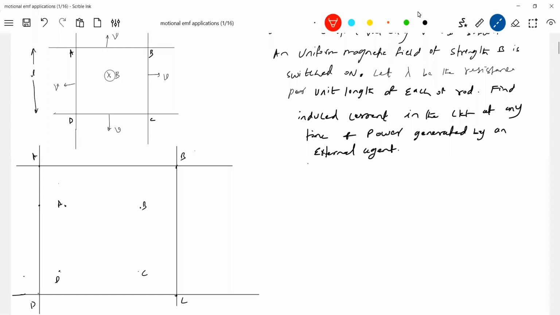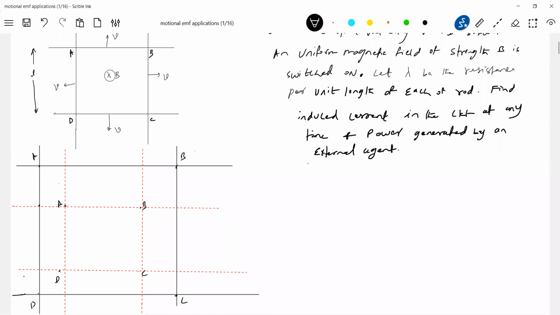So these were the initial positions of the rods. I'm putting them as dotted lines. Now the rods are moved with a constant velocity. So let this length be equal to x.